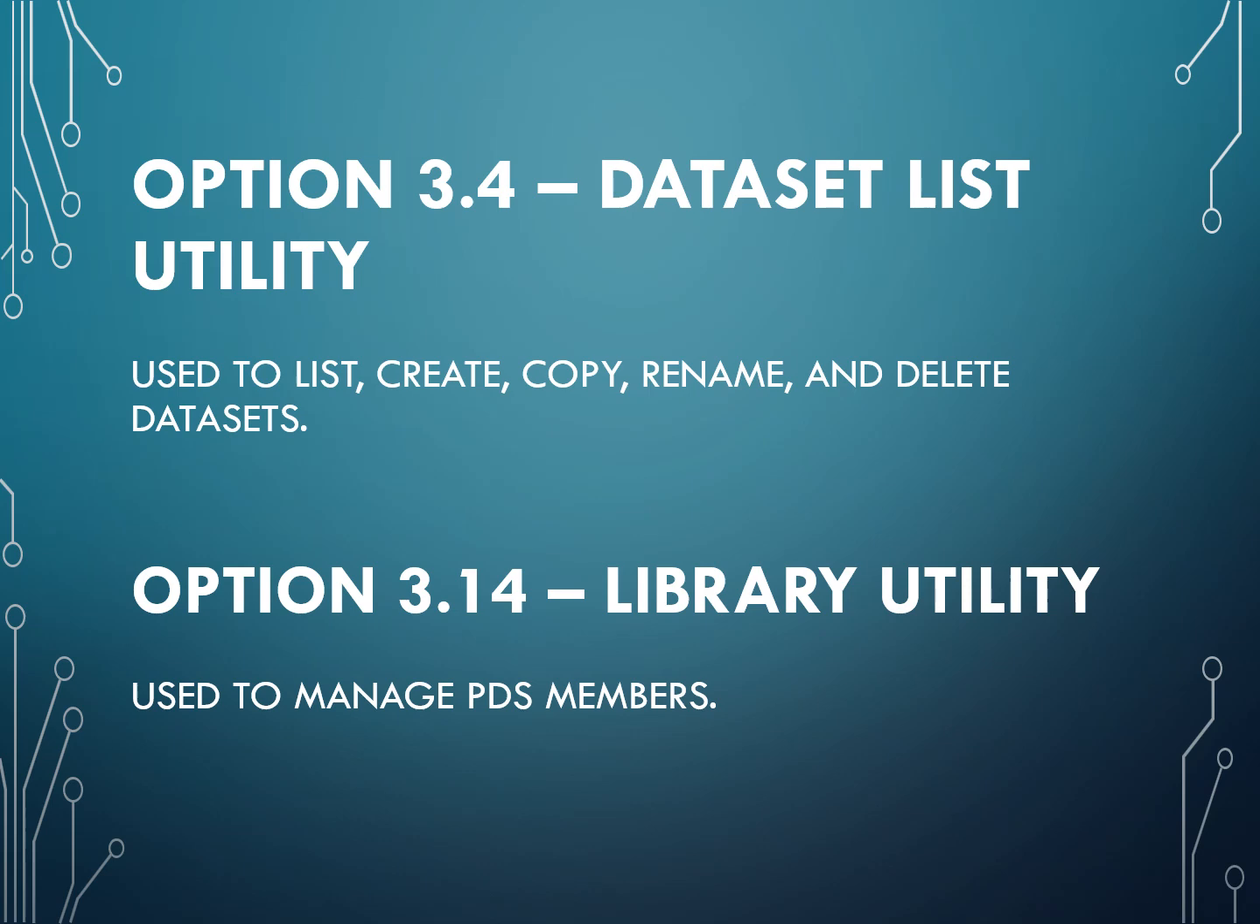Option 3.14 Library Utility. It helps manage PDS libraries and members. Using this utility, the developer can copy members, move and rename members. It compresses libraries. This option becomes useful when working with large development libraries.